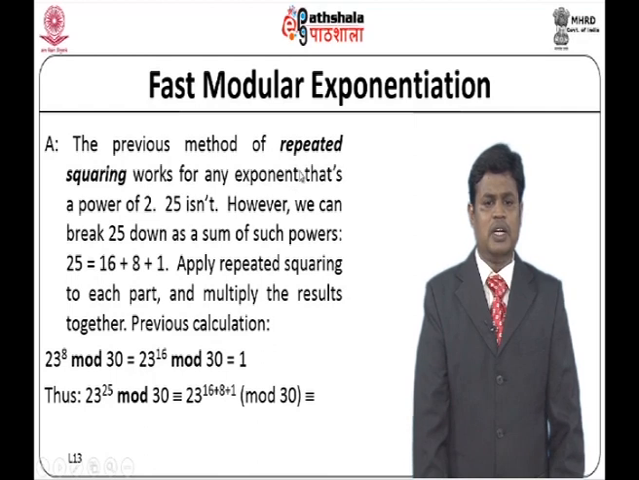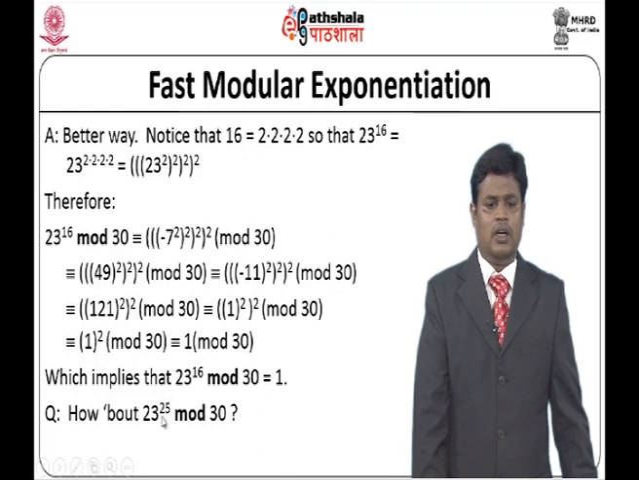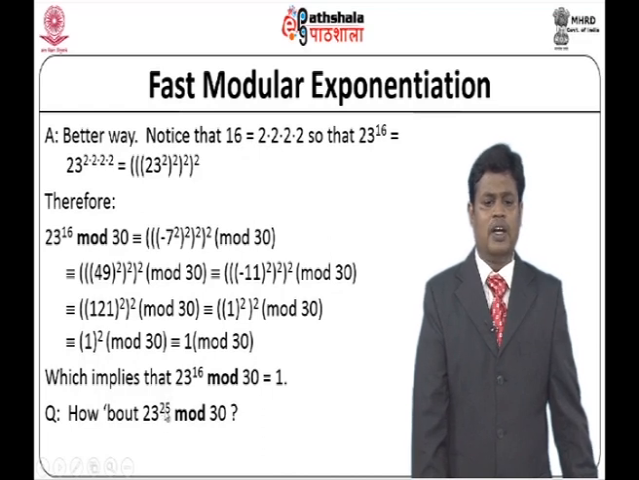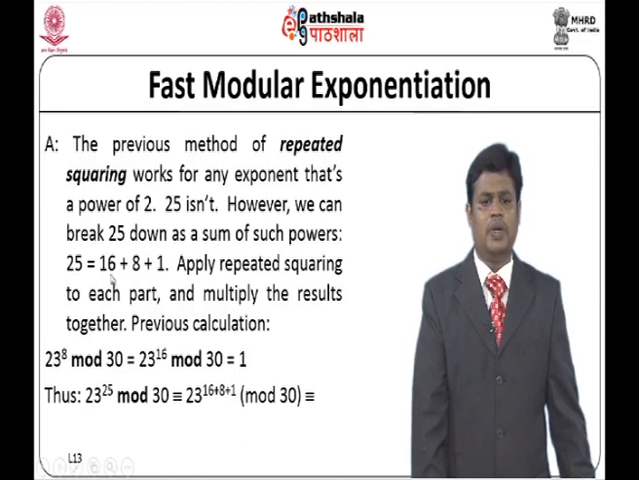The previous method is repeated squaring, which works for any exponentiation that is a power of 2, right. We can do it with the help of powers of 2. What if the exponent is not a power of 2? For example, in this case we take 16, which is a power of 2, so we can do it. But what about 23 power 25 mod 30? In this case it is not a power of 2, so we have to break it down into a sum of such powers. For example, 25 can be given as 16 plus 8 plus 1.